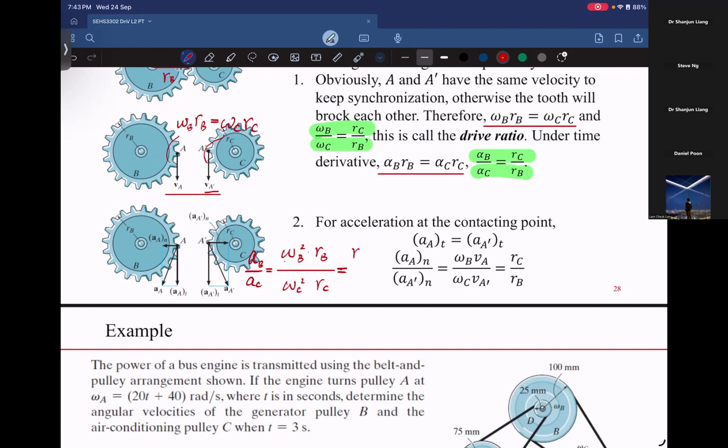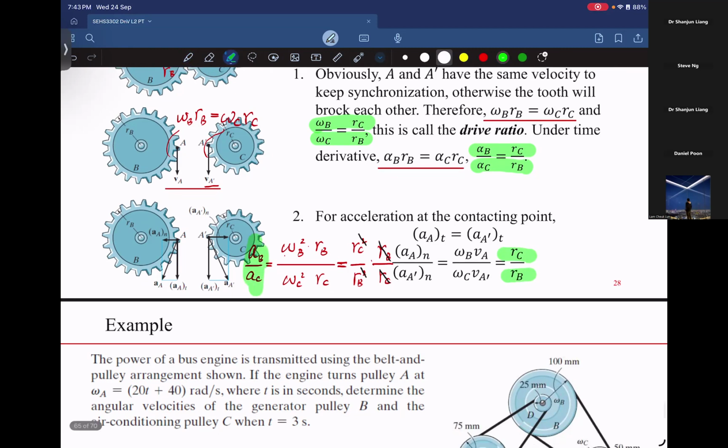And this ratio also equals omega B square over omega C square, which is RC square over RB square. And we just multiply by RB over RC. Actually, we can eliminate, right? So RC eliminates, RB eliminates. Finally, we have the ratio RC over RB. That's it. Okay, let's see an example.